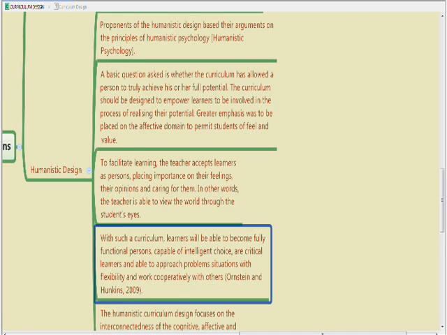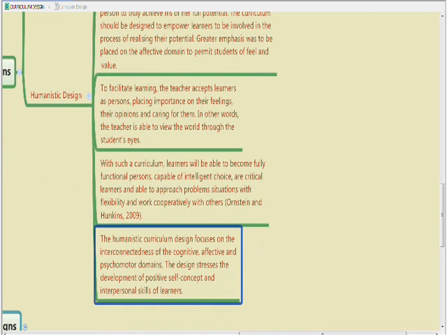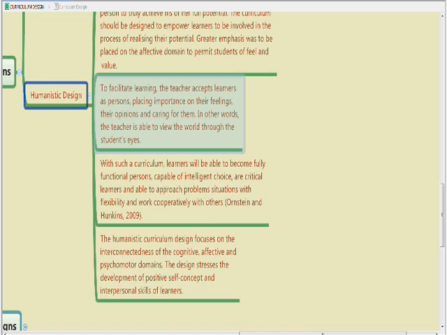And the final point I would like to make, the humanistic curriculum design focuses on the interconnectedness of the cognitive, affective, and psychomotor domains. The design stresses the development of positive self-concept and interpersonal skills of learners. So that is what you have for the humanistic design.